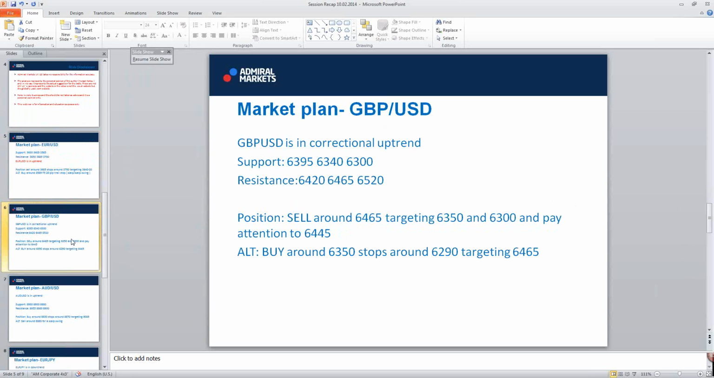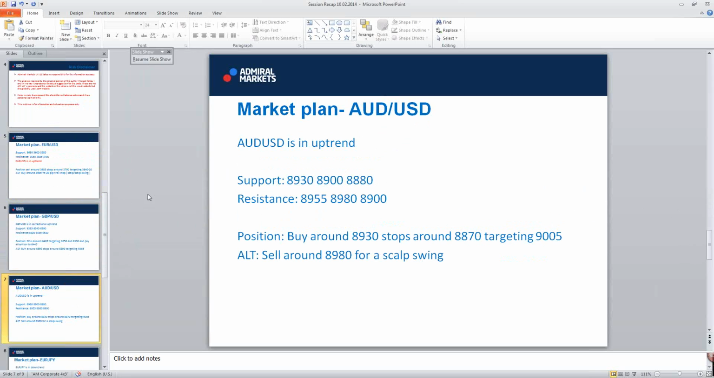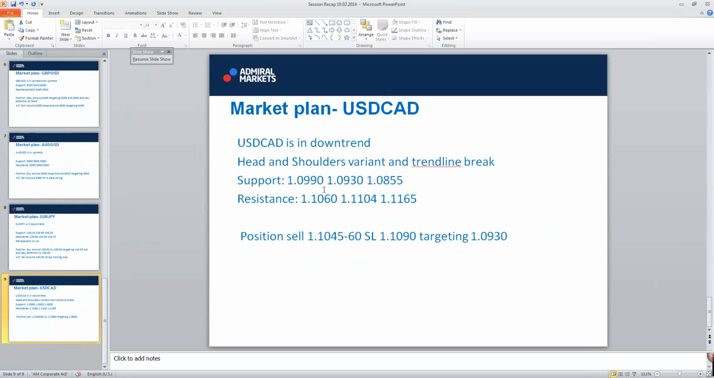Those are setups which I'm looking at personally, and I hope that some of these setups will trigger very soon. But now I'm paying attention to this, and I probably will take this setup now.